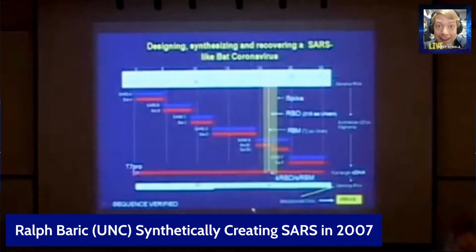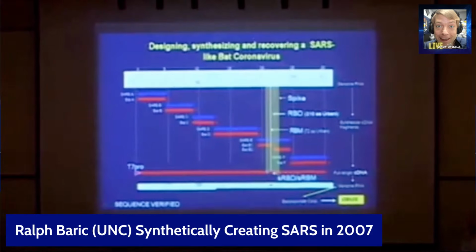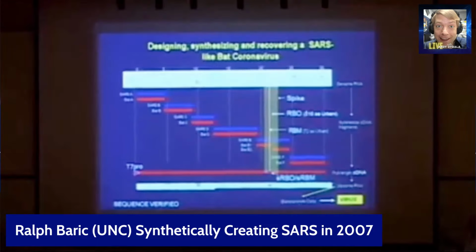To solve that problem, we used literature data that has suggested that RBD domains of coronaviruses may be interchangeable between species. So we took the Urbani epidemic receptor binding domain, that's 210 amino acids in length, and dropped that into the bat genome backbone, producing a chimera with the receptor binding domain derived from the epidemic strains.